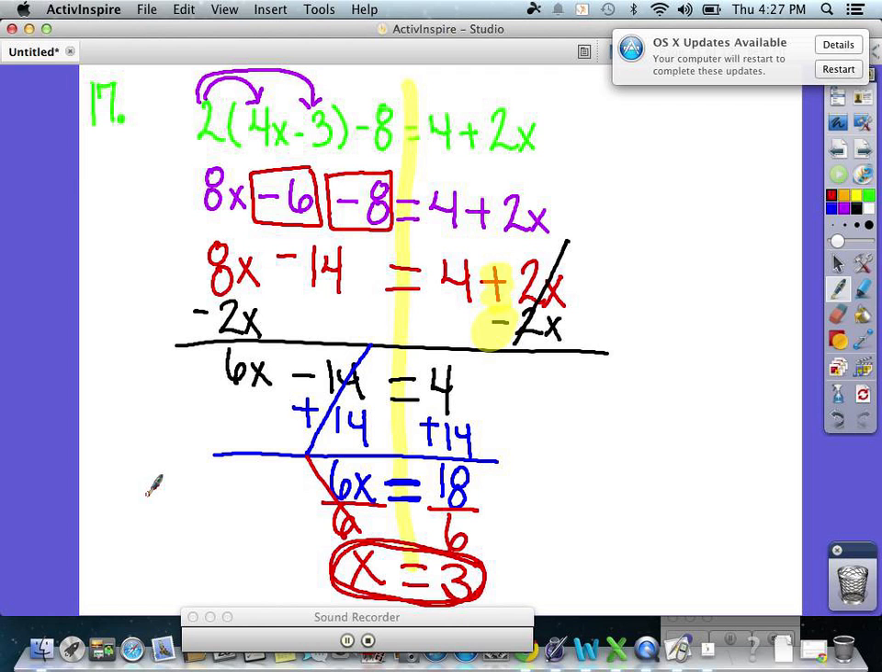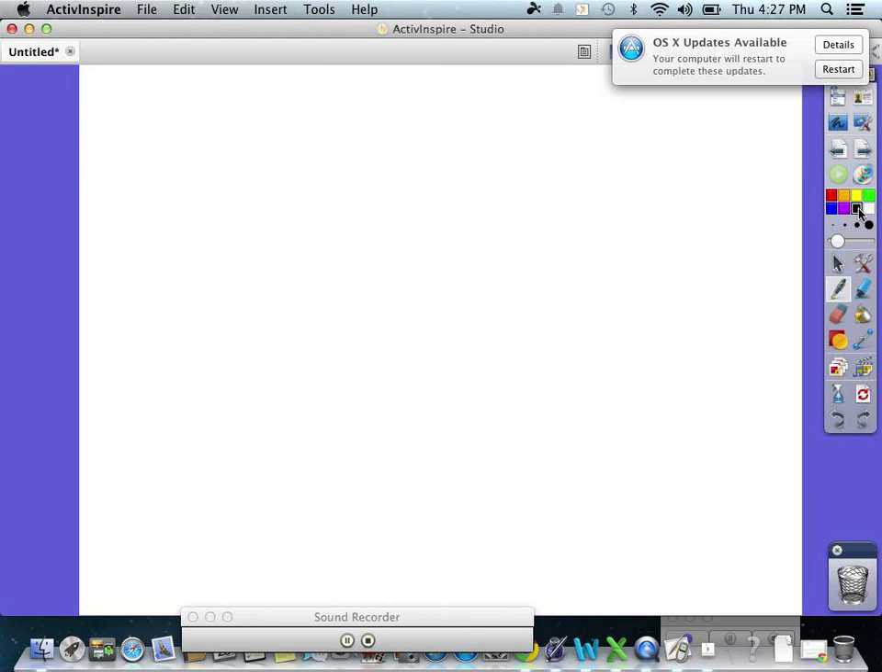Now we're going to do number 19. I really like number 19, and I think the students do also, because this is something that they learned in class, and we drilled it and drilled it so much. I think you guys got a hang of it now.